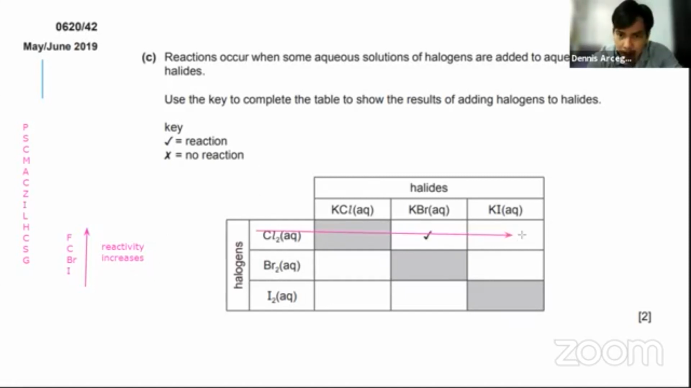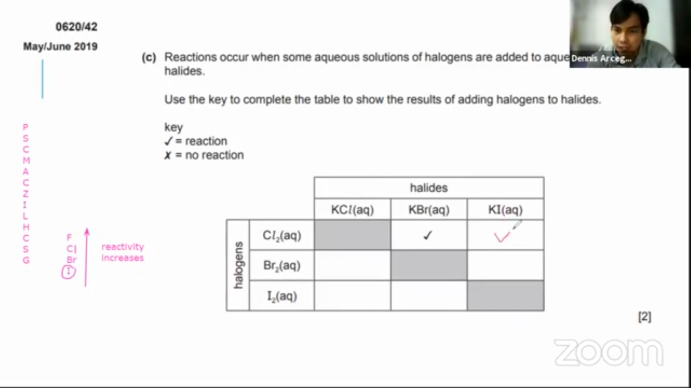Chlorine and then potassium iodide. We are going to put X if there's no reaction, and a check if there's a reaction. Look at this one. Here is iodine, and here is chlorine. As you can see, chlorine is more reactive, right? So there will be a reaction for this one.